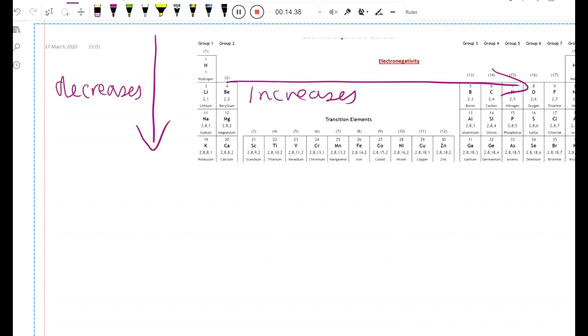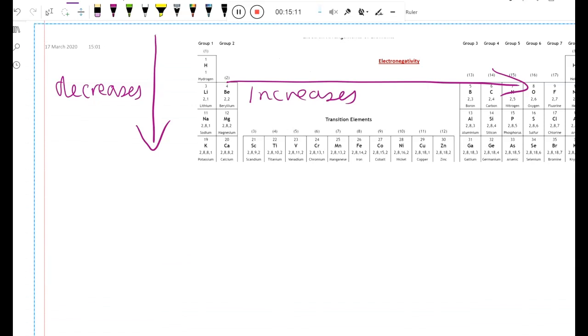The next trend that we're going to look at is electronegativity. So electronegativity increases across a period and decreases as you move down a group. The electronegativity values of the elements can be found on page 11 of your data booklet. Okay, so what is electronegativity?